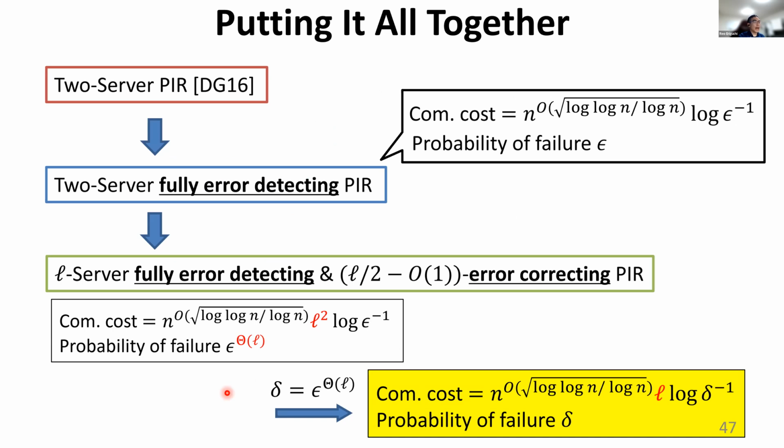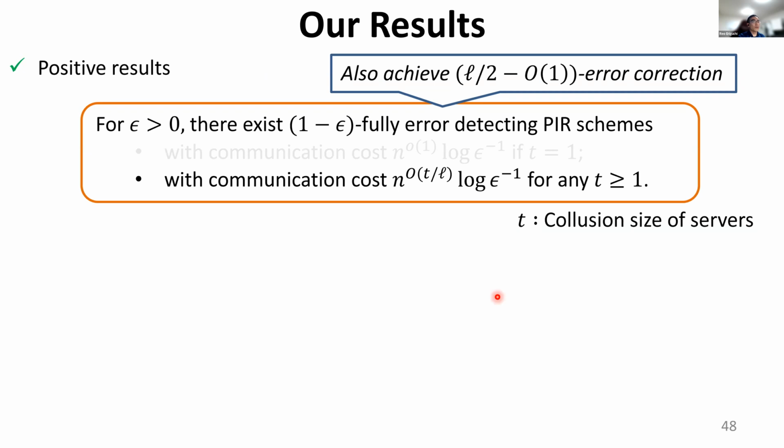So finally, after applying our transformation, the communication cost increases by L squared times, because we have to run L choose 2 instances of the previous 2-server scheme. On the other hand, the probability of failure decreases. So the final communication cost is only linear in the data and the number of servers. So we have also shown that our scheme satisfies error correction. Now we move on to the second scheme, but it's almost time, so we skip this part.